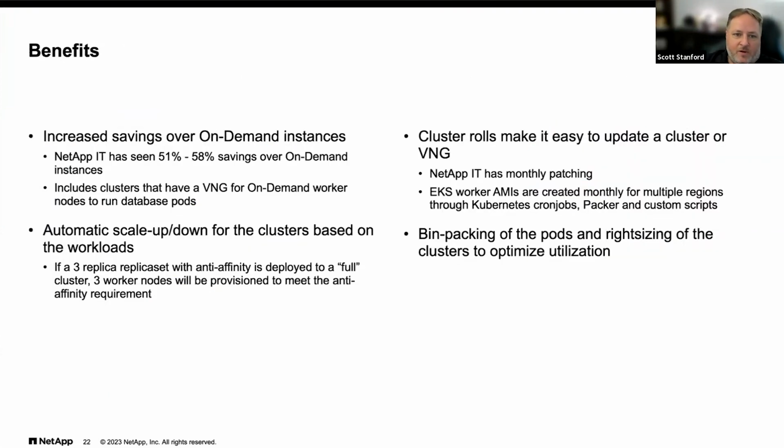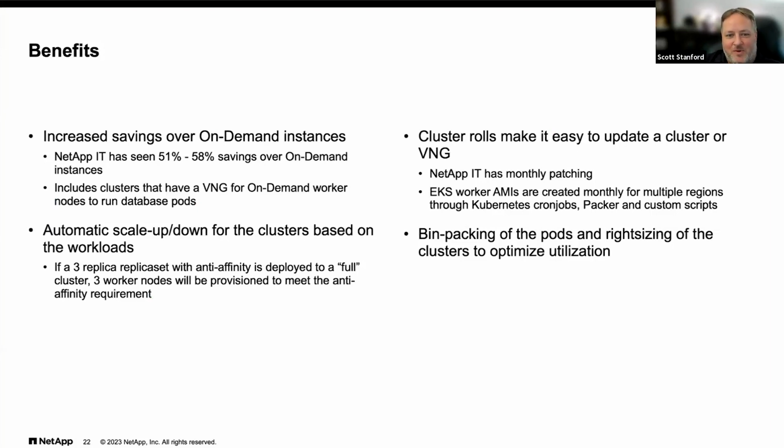So benefits: the savings we're getting are between 51 and 58%, and we've been using it for a year and a half in production. So I mean that's pretty good. We're not using T's or the T family. It's mostly M's and R's, so that definitely helps with our savings.